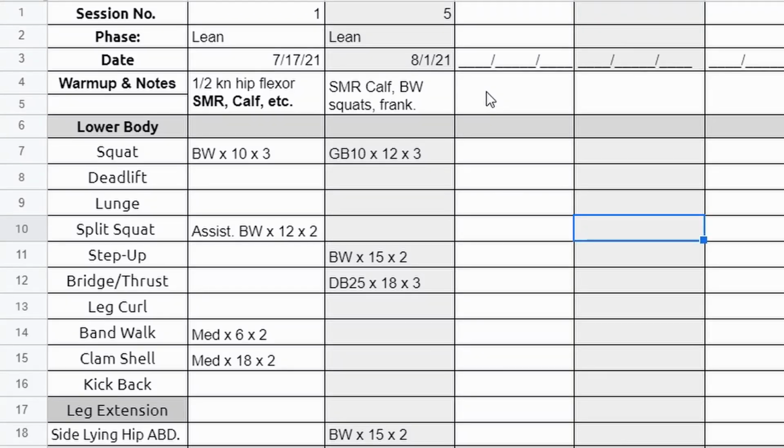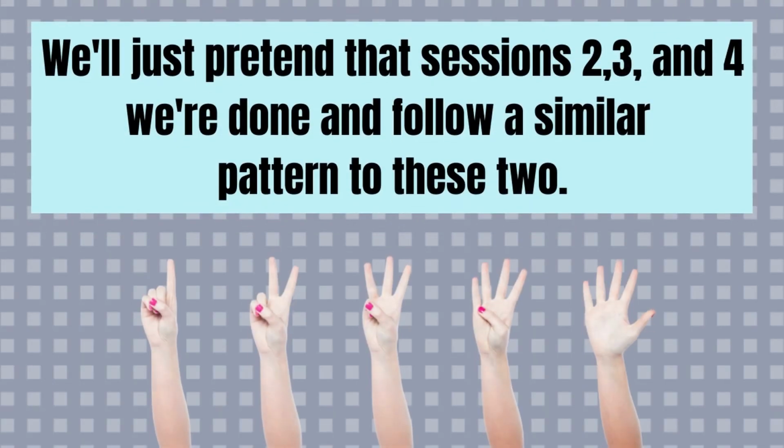Okay, so now we're looking at 2 workouts with a client who has pronation distortion syndrome. This is session 1 after their consultation and assessment, and this is session number 5. We'll just pretend that sessions 2, 3, and 4 were done and follow a similar pattern to these 2. We just don't have them right here in front of us.